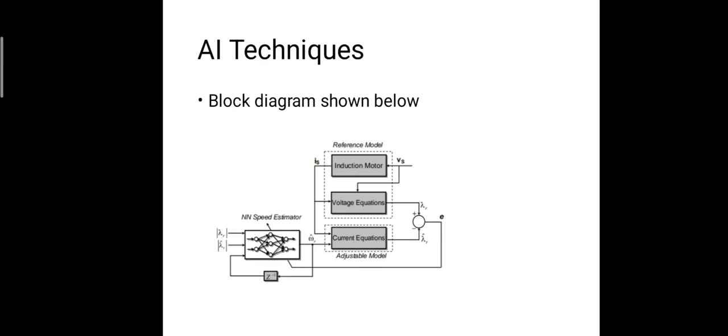The output of the artificial neural network is defined as the estimated speed, which is subsequently used as the input of the adjustable model. If the estimated speed deviates from the real speed, an error occurs between the flux from the adjustable model and the flux from the reference model. The error is back propagated to the artificial neural network, and the weights of the neural network are adjusted online to reduce the error. Finally, the output of the neural network follows the real speed. Okay, these are all the techniques that will be useful to estimate the speed of an induction motor.